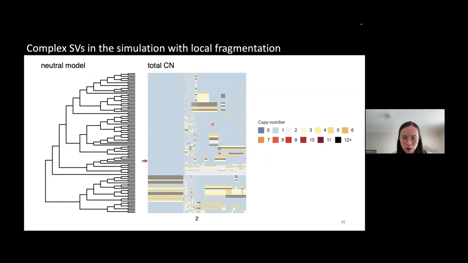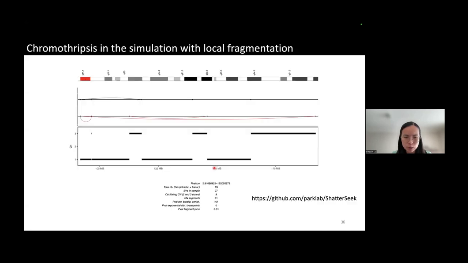This is a copy number heat map for the cells. For this cell indicated by the red arrow, you can see some oscillating copy number changes, which is shown in more detail here. You can see the oscillating change of copy number 3 and 1. This is a typical pattern of chromothripsis. So using our model, we can generate chromothripsis-like patterns.